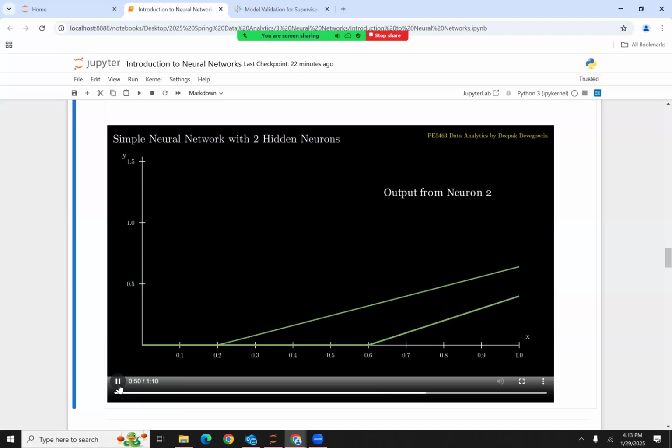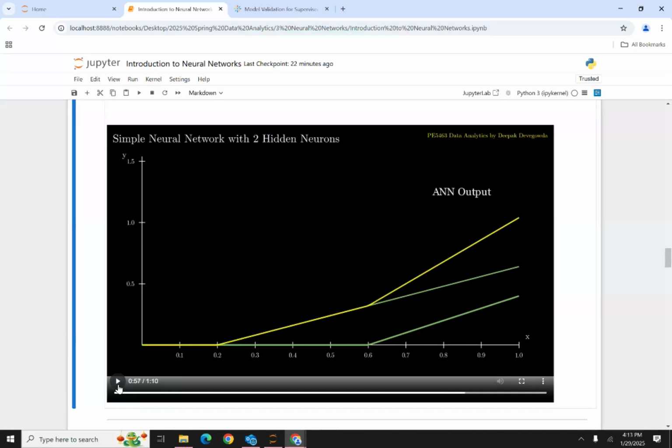That's given by the second green line. And finally, we can see what happens if we add them both up and multiply them with weights and then add a bias. We get the output from the artificial neural network, our simple artificial neural network. I want to spend some time at this specific point in the video and examine what we're seeing.